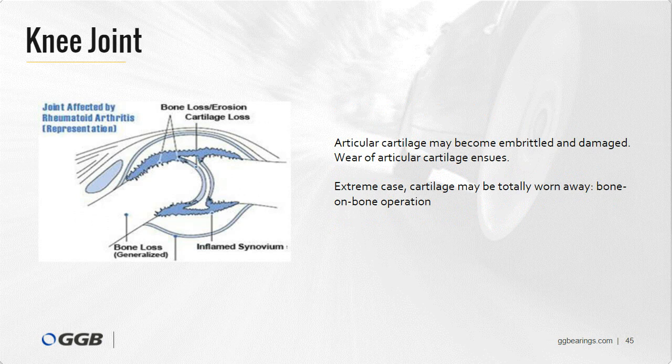Continuing with our knee joint example, something negative that can occur over time is that the articular cartilage can become embrittled and damaged. When this occurs, we get less of the squeeze film effect of the synovial fluid in high stress operation, and in extreme cases, we can get bone-on-bone contact. This can be quite painful. So this is why it's important to have proper lubrication in systems that require it, in the human body or in industrial applications.